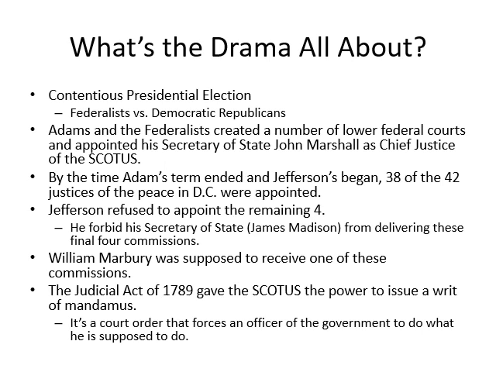And so in that 6 months, they create these positions, they deliver the commissions, all except 4, okay, which I already mentioned. So by the time Adams' term ended and Jefferson's began, 38 of the 42 justices of the peace in D.C. were appointed. And as I said, Jefferson then refused to appoint the remaining 4. He said, this is dirty. I don't like what John Adams and the Federalists did, so I'm not going to follow it.